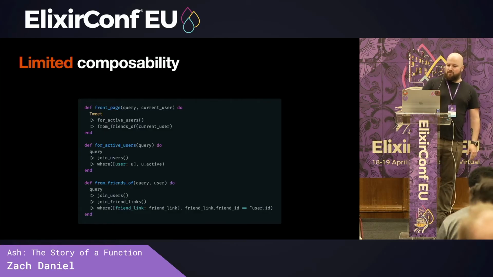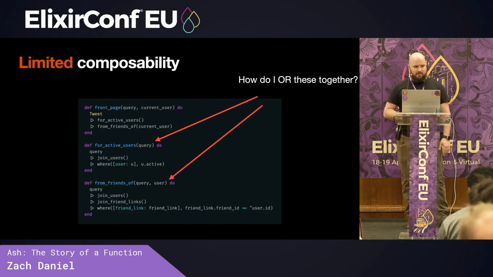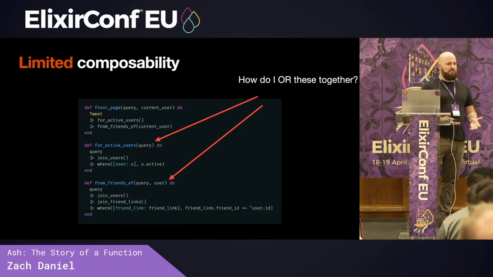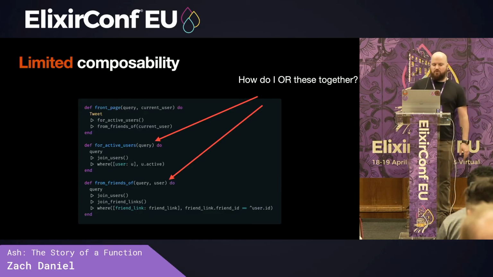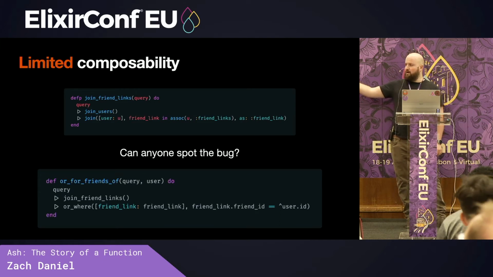And in this example, we have for active users, and we have from friends of. And both of those add a where clause. But what if I want to say where it's for an active user or from one of my friends? That's a valid query that you might want to make. So maybe you do something like this. You make a new function called or for friends of, and you use or where.